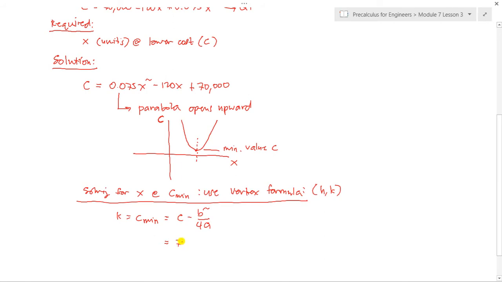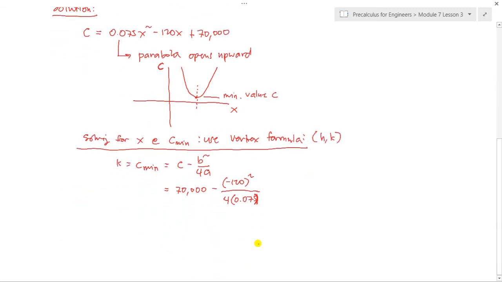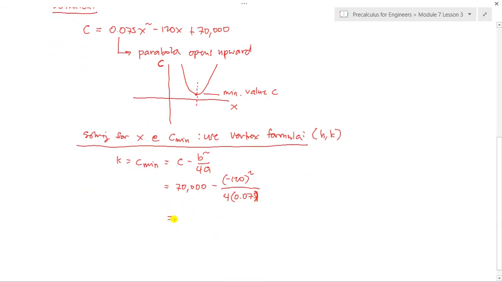So right here, 70,000 minus our b is negative 120, so negative 120 squared all over 4 times the a, which is 0.075. Okay, 0.075. Then simplifying this, the minimum cost of the company is 70,000 minus 120 squared, so positive na siya, over 4 times 0.075. So the answer here is 22,000.